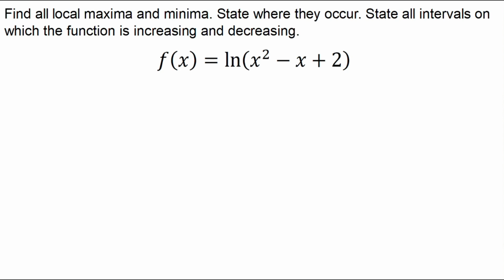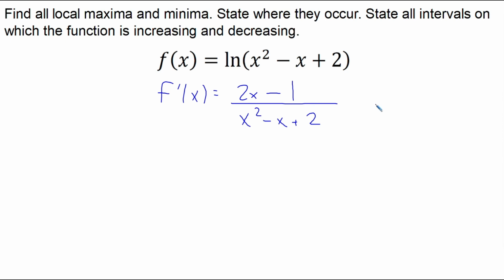So for our next one here, we're just going to use the same process. We're going to take our derivative. And since this is natural log of u, it'll be 1 over u times the derivative of u, where the derivative of x squared is 2x, the derivative of the minus x is 1, and then the plus 2 goes away because it's a constant.